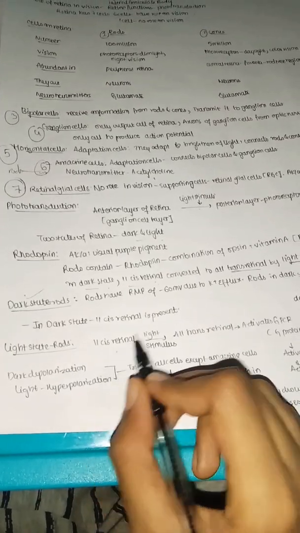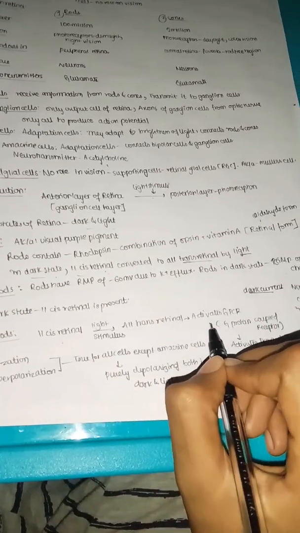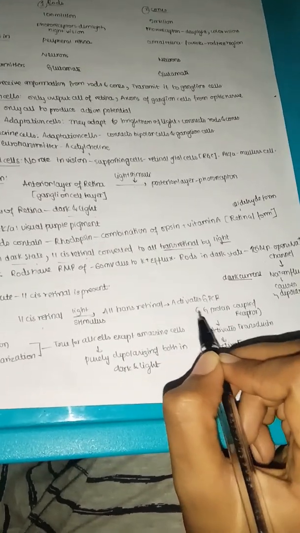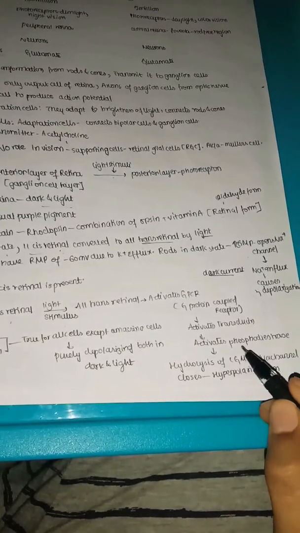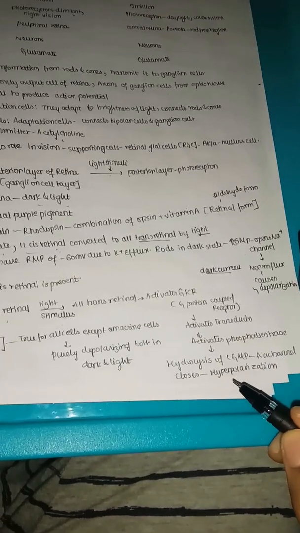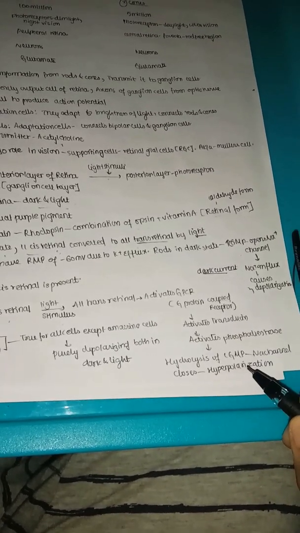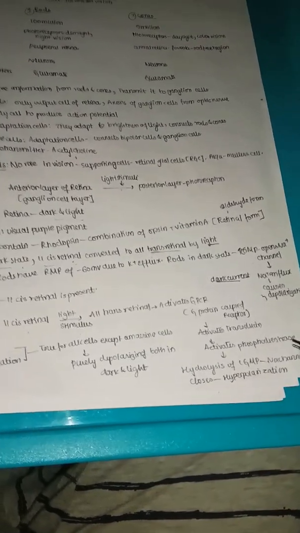So 11-cis retinal, of course in the presence of light, is converted into all trans retinol, and it's activating the GPCR protein, that is G protein coupled receptor, and this activates the transducin. Because of this activation of transducin, it activates the phosphodiesterase, and this phosphodiesterase does the hydrolysis of cyclic GMP. So because of this the sodium channel closes here, so it's opposite. So in a light stage the sodium channel is closing and leading to hyperpolarization.